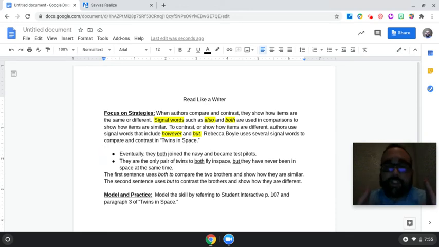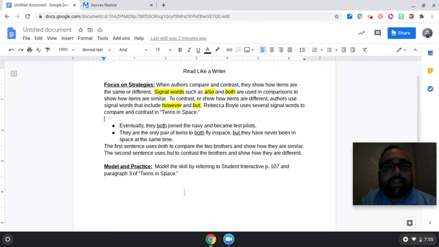Okay, so remember, compare and contrast, right? Like we have our signal words, our key words. Also, both refer to similar or comparing. However, and but refer to different or contrast.